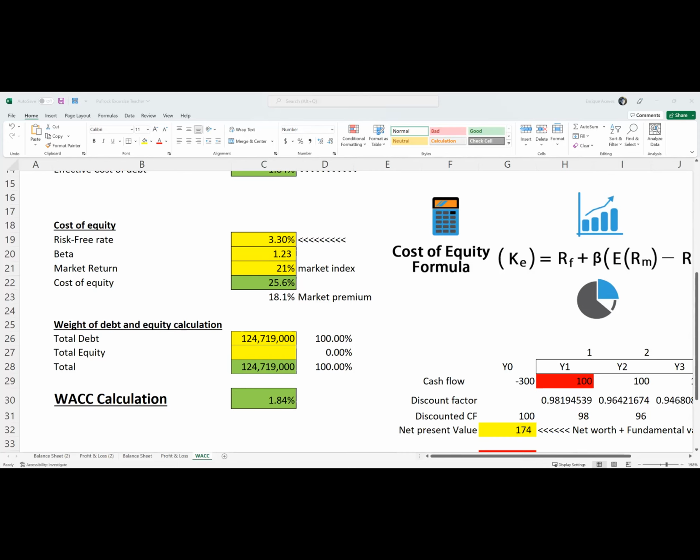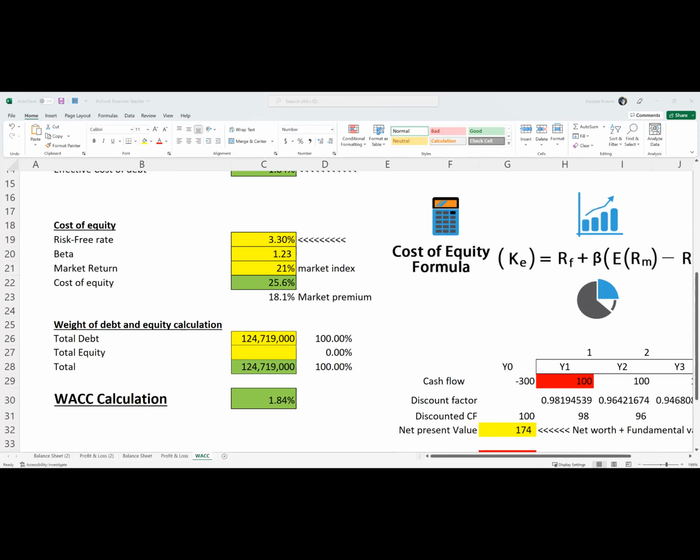We haven't even reached the cash flow. So it's in the balance sheet. Yes, the balance sheet. So, teacher, we're looking for the total debt. Total debt is there. It's 124 million, 719. The total debt is already there.